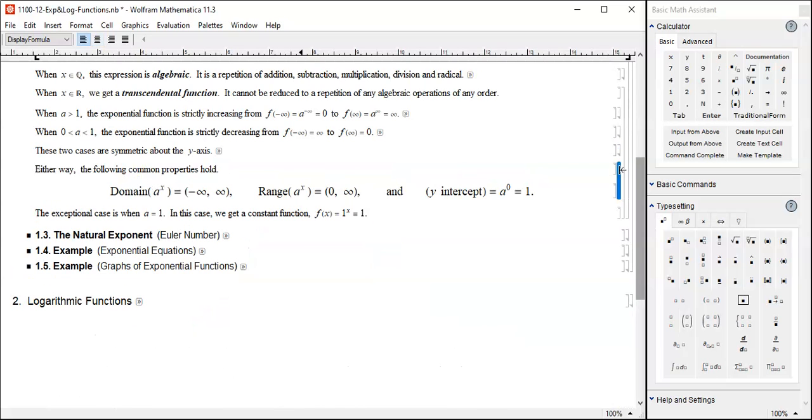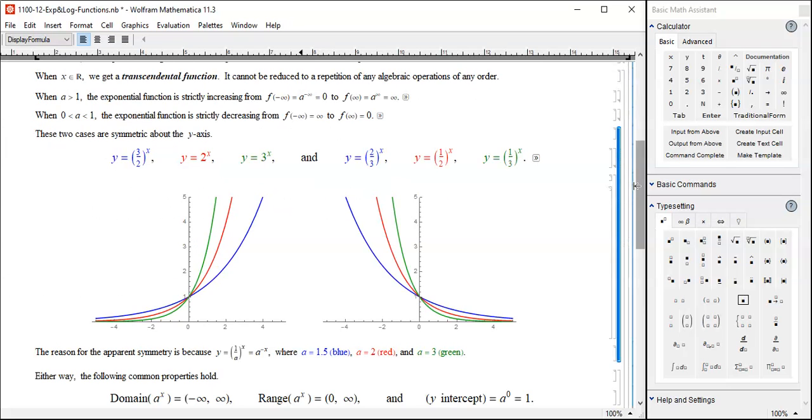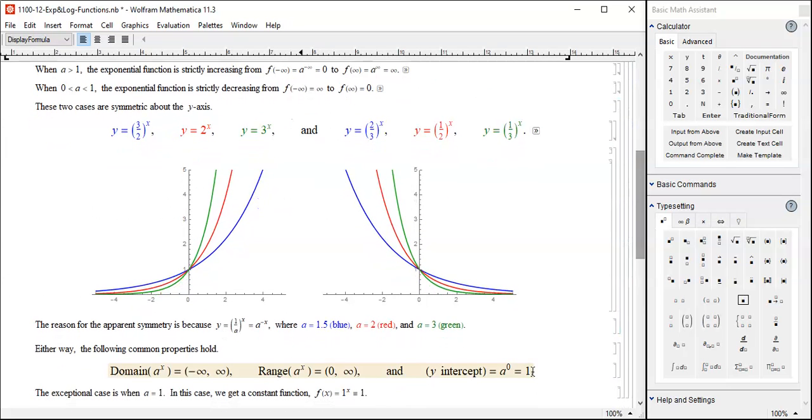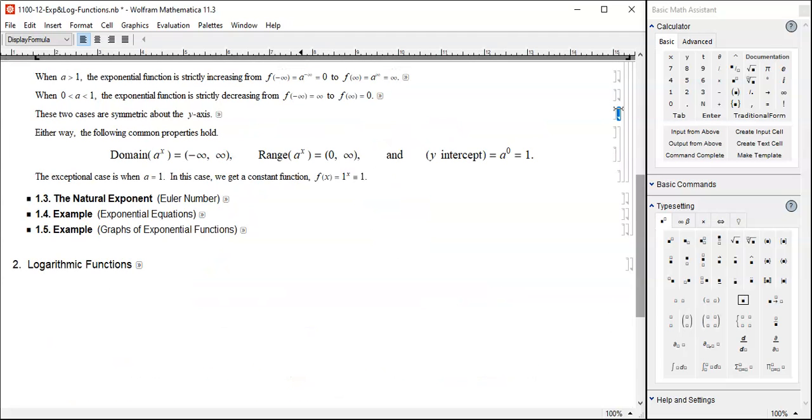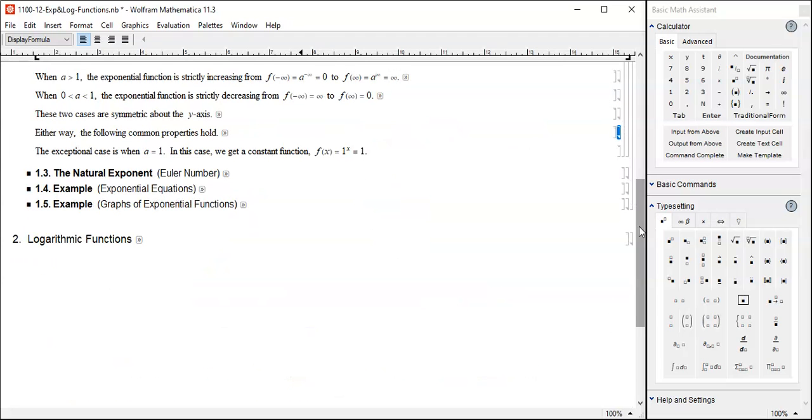Furthermore, there are some common properties. Domain is negative infinity to positive infinity. We saw those. And the range is 0 to positive infinity, never going below the axis, because no matter how many times you keep multiplying and dividing by a positive number, you're never going to get negative or 0. And finally, y-intercept is always 1. A to the 0 power is always 1. You see it here and also there. That's the summary of all these properties, at least the essential ones.